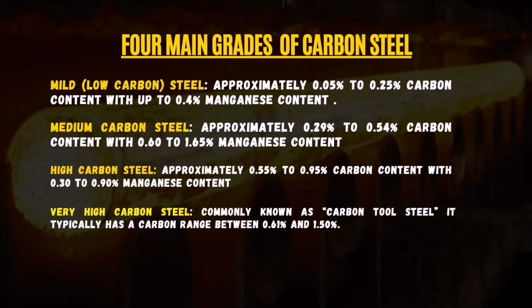Carbon steel can be segregated into four main categories based on the carbon content. First is mild or low carbon steel, approximately 0.05% to 0.25% carbon content with up to 0.1% manganese content. Low carbon steel is the most widely used form of carbon steel. It cannot be hardened by heat treatment, so hardening is usually achieved by cold work. The strength required for this is not that high.